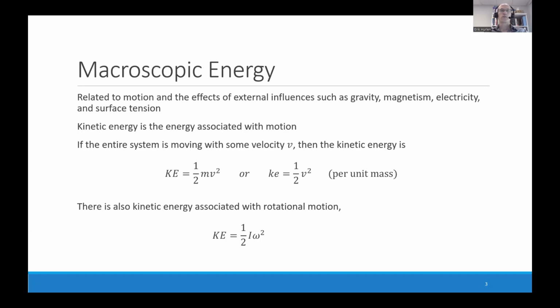There's also a form of kinetic energy associated with rotational motion. In this case, KE equals 1/2 I omega squared, where I is the mass moment of inertia and omega is the angular velocity in radians per second. If an object is both translating and rotating, the total kinetic energy would be the sum of these two contributions.